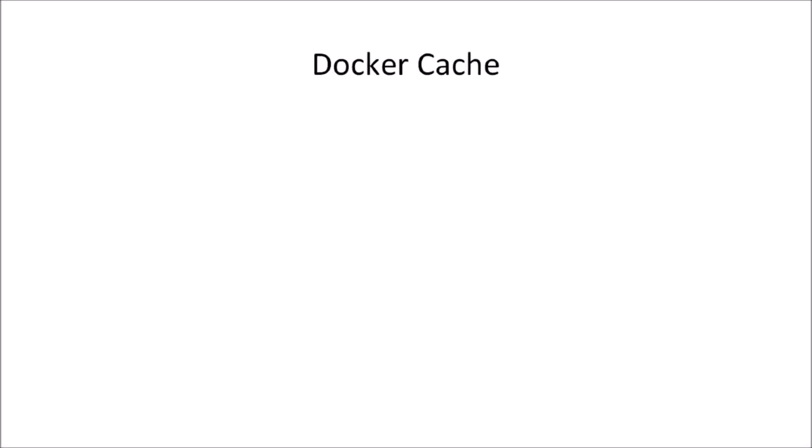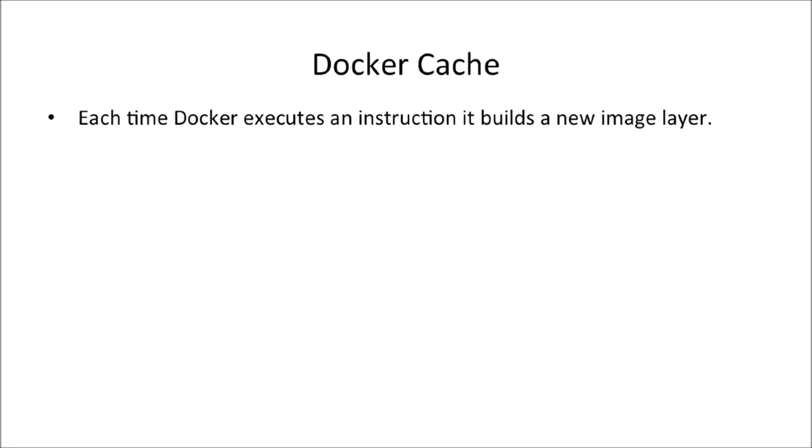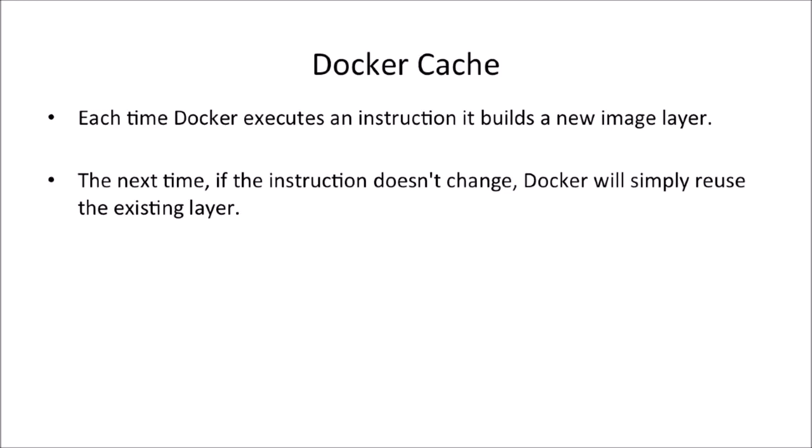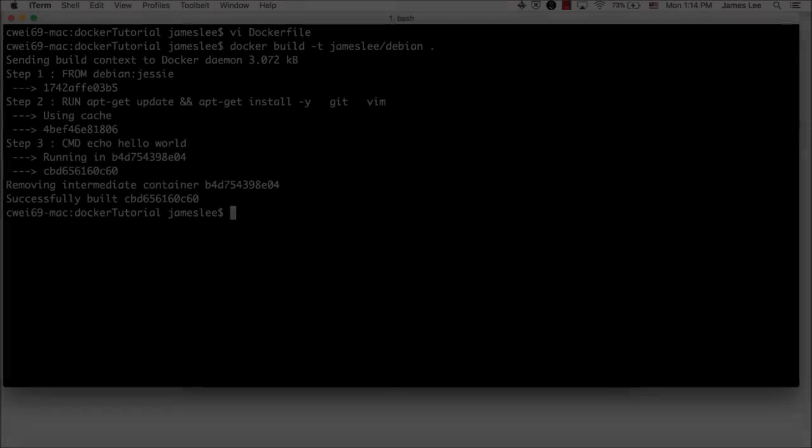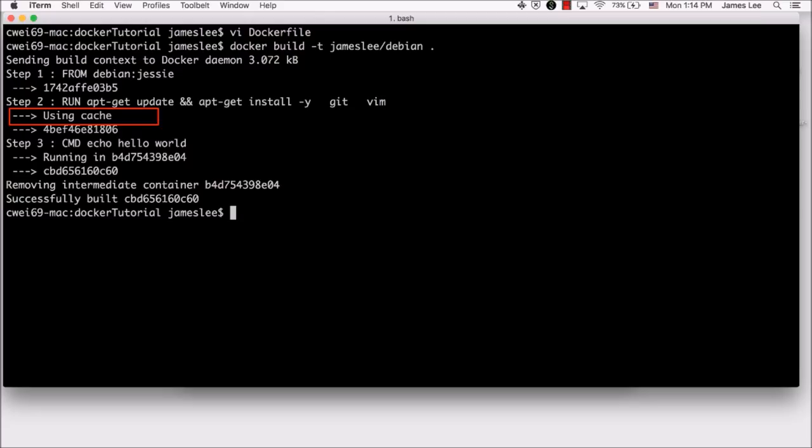The next topic we're going to talk about is the Docker cache. You probably have already noticed, the last Docker build is much faster than the first build. That is because of the Docker cache. Each time Docker executes an instruction, it builds a new image layer. The next time, if the instruction doesn't change, Docker knows the image layer already exists, rather than building it again. Docker will simply reuse the existing layer. As you see, the last Docker build does not redo step 2. It just reuses the image built previously. This helps to make our build much faster. If you're building many containers, this can greatly reduce build time.